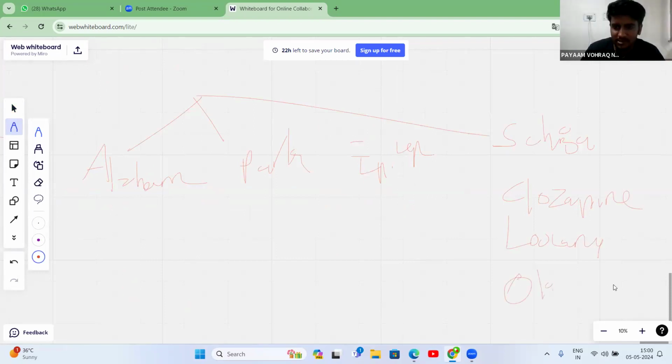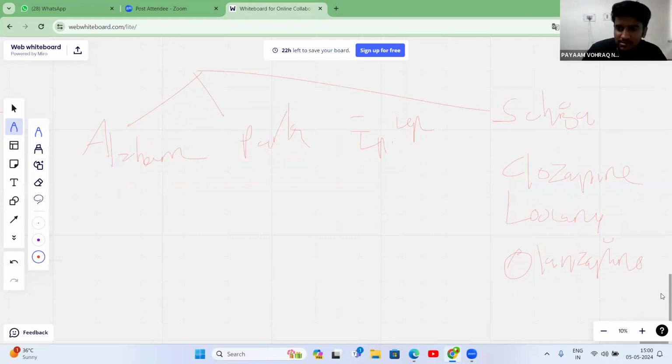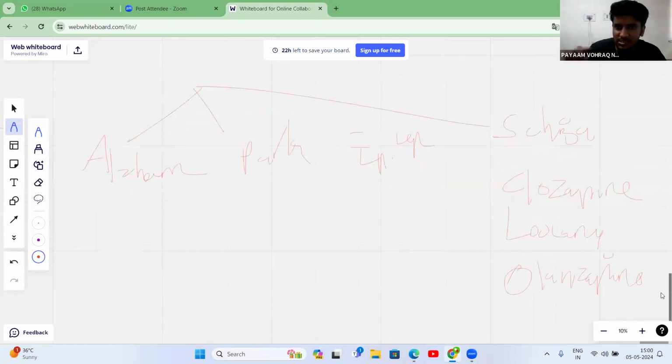Agranulocytosis is a side effect of... What is agranulocytosis? Do we have two types of WBCs? Granulocytes and agranulocytes. Granules are present in the cytoplasm, so histologically we perform histochemical studies to check. Lymphocytes and monocytes are agranulocytes, while acidophils, basophils, and neutrophils are your granulocytes.